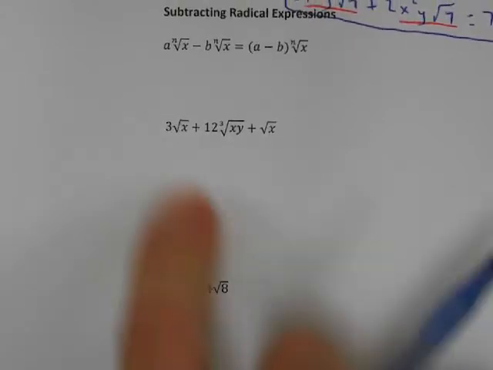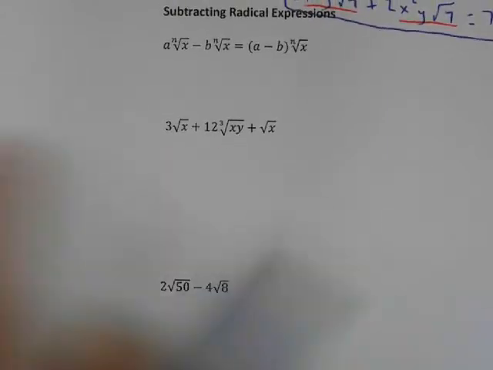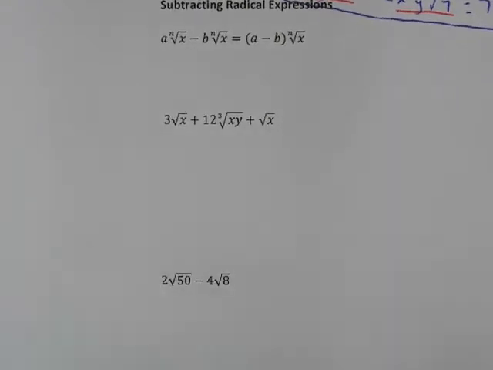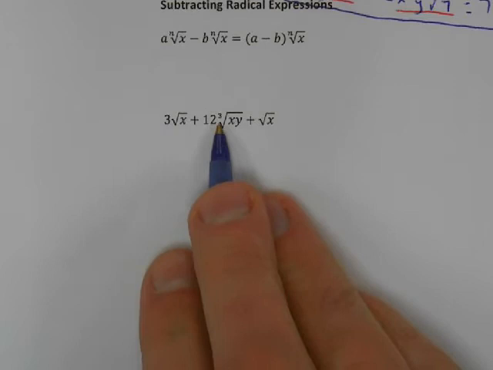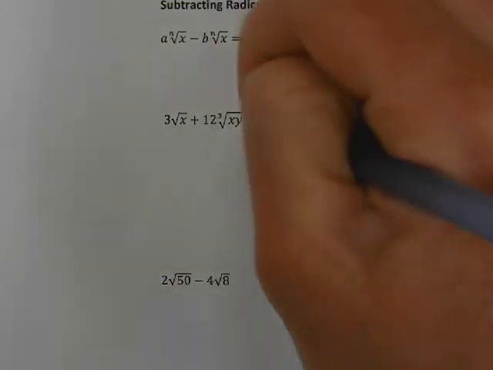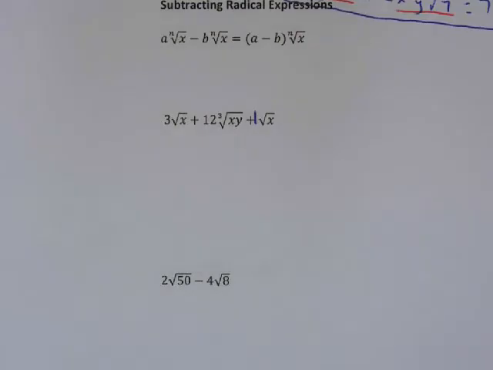Part 2 of example 1, I guess. Do we have like terms here on this problem? I got 3 root x plus 12 times the cube root of xy plus root x. And keep in mind, root x, we can think of that as 1 root x if we want to. You can put a 1 in there if you want to. You don't have to. Okay, so do we have any like terms?